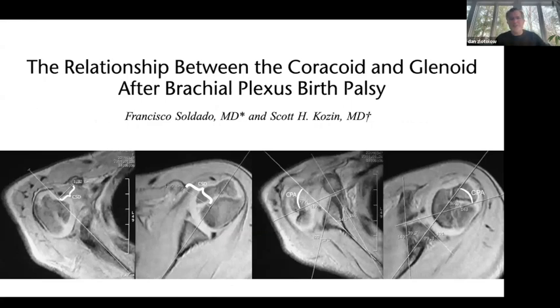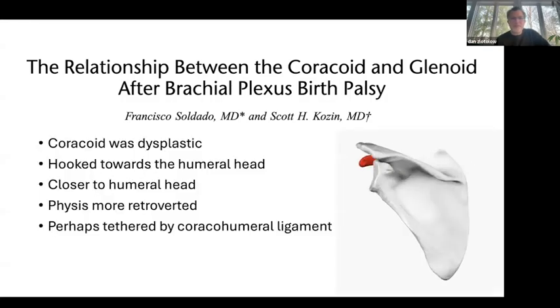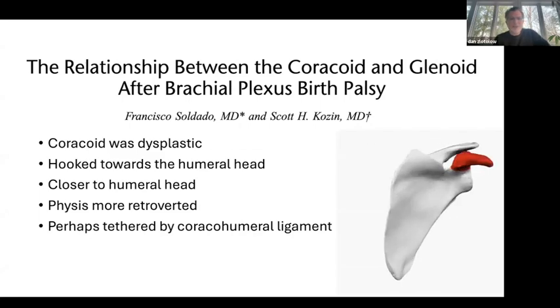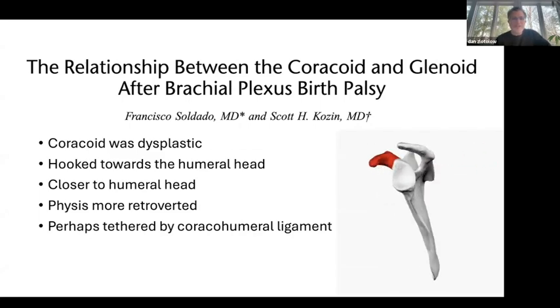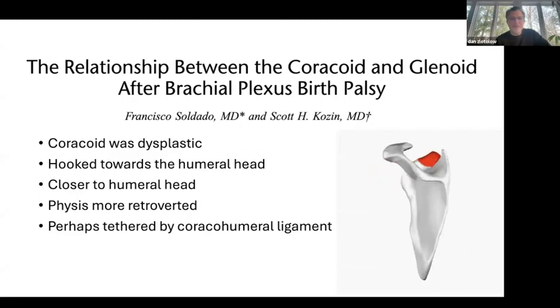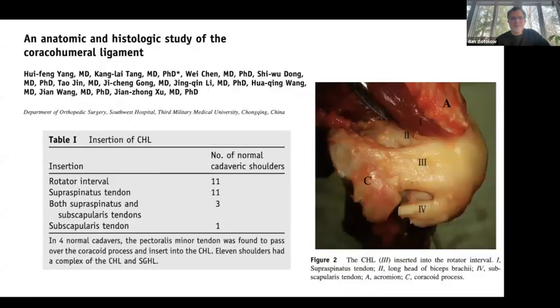Well, if you look at the relationship between the coracoid and the glenoid, as was shown to us by Chesko and Scott, you'll see that the coracoid actually becomes posteriorly dysplastic. So it hooks towards the humeral head. It's closer to the humeral head. The physis is more retroverted and perhaps tethered by the coracohumeral ligament. So here's the coracohumeral ligament, and you can see it's not as small as you would think, and it's attached to essentially everything. Here on the picture, it's the Roman numeral 3, and you can see it going from the coracoid to essentially everything around the top of the shoulder.